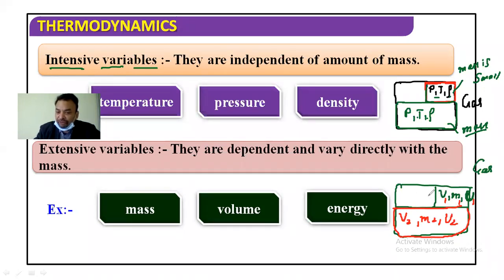So volume, mass and internal energy change by changing the size of the container. In a small segment of the container, volume is small, mass is small, internal energy is small. But if we take a larger segment of the container of the gas, then it occupies a large volume, having a large mass, having a large internal energy. So these parameters which depend on the size of the container are called extensive variables. So mass, volume and energy are extensive variables, and temperature, pressure and density are intensive variables, right?